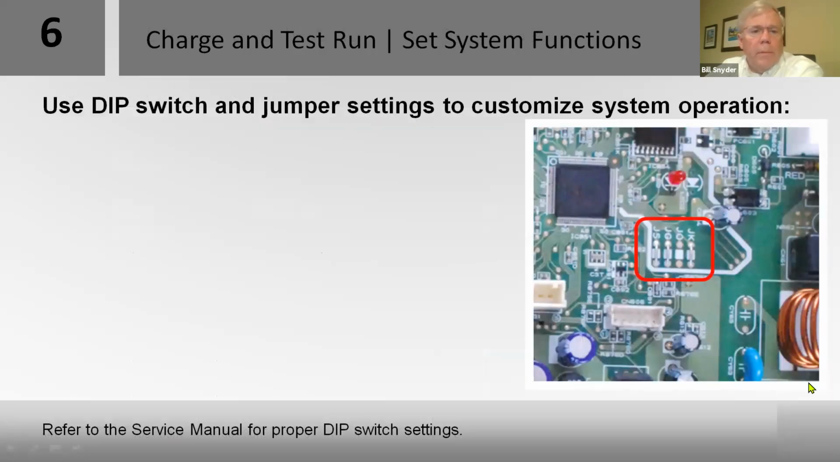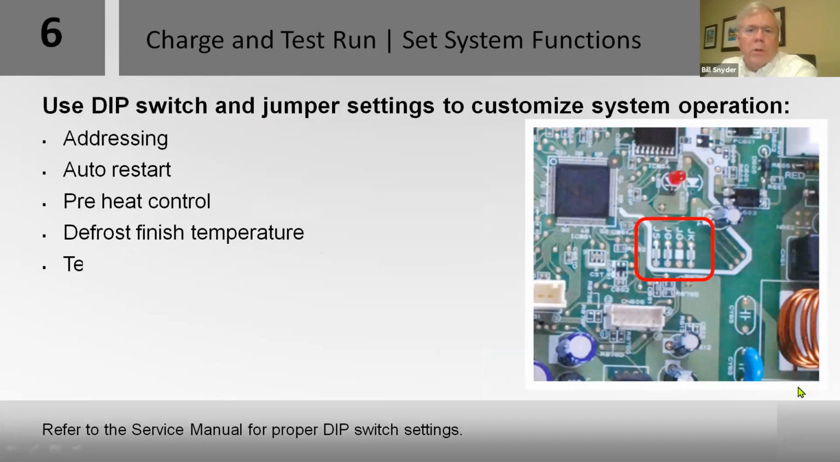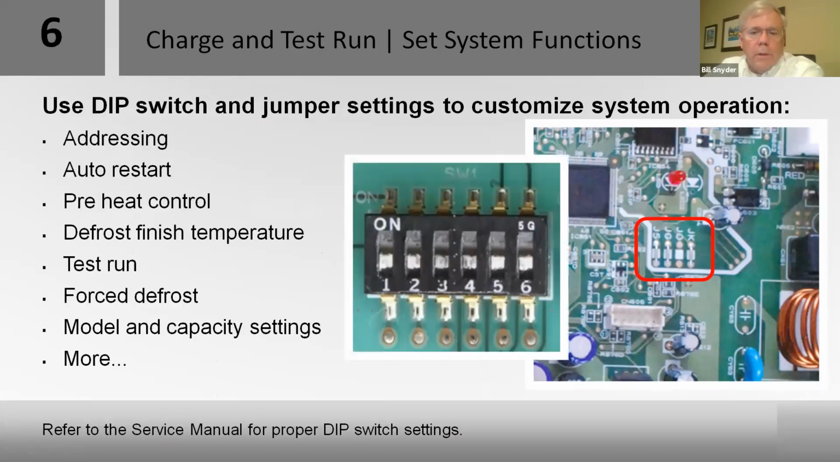Let's talk a little bit about jumpers and dip switch settings and operation of the system. Our systems have dip switches. They could be for setting addresses. Our systems already come auto restart, but if you're in a situation where they don't want the unit to auto restart, some military bases, they don't. They want to manually restart it. You can throw some dip switches and make sure it doesn't restart.